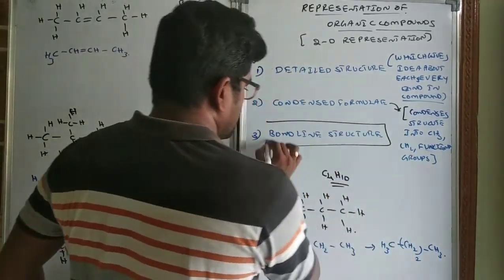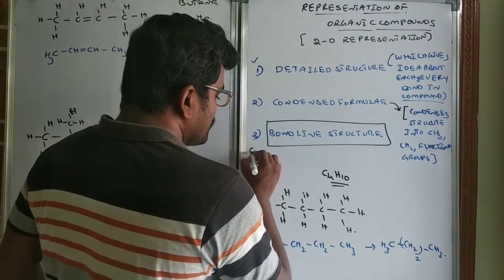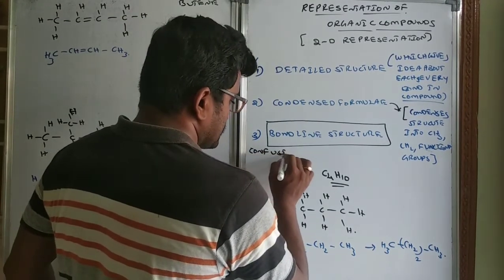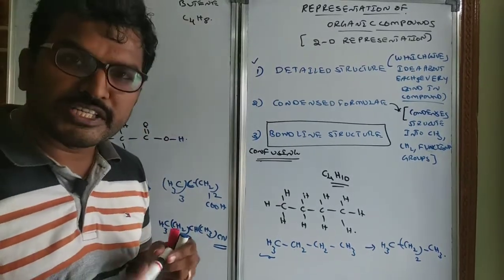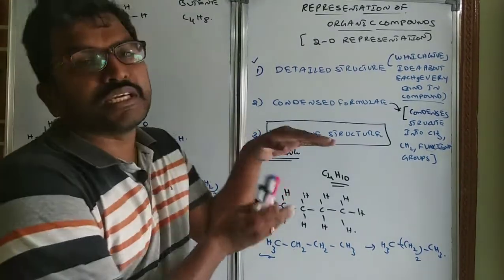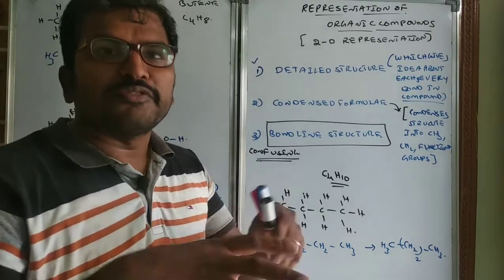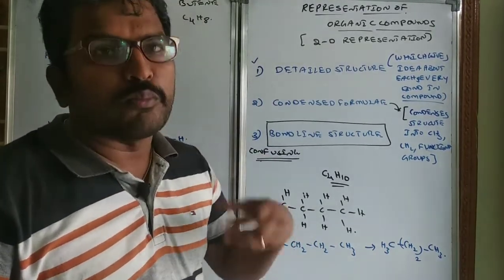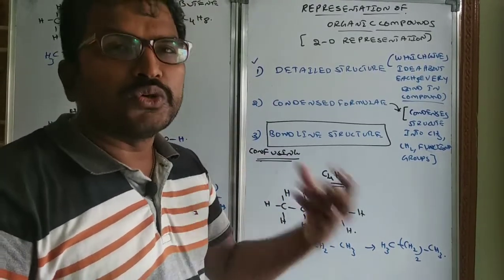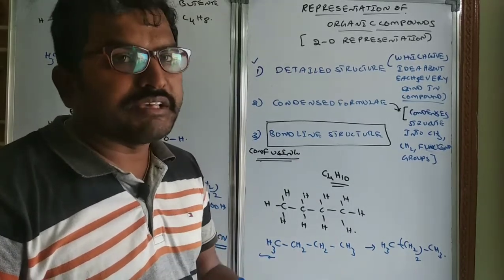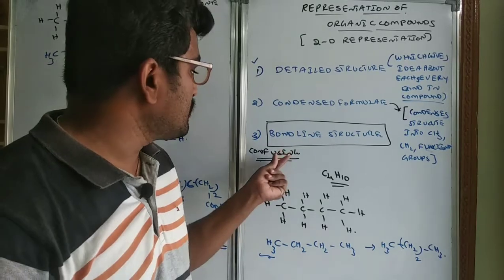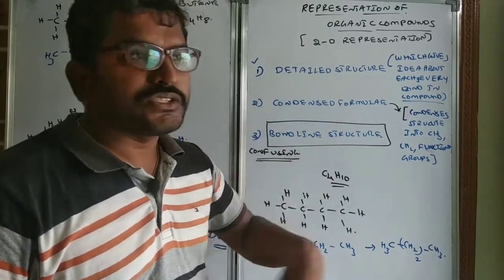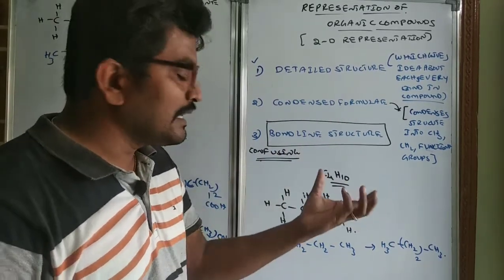the bond line structure. This is confusing for students. This is the major important thing. Mostly for every student, this is the basic thing for understanding the compound. If you can write any compound into bond line structure, you can do a number of problems in a very easy way. This is where you can save your time. You have to imagine organic compounds as bond line structures.